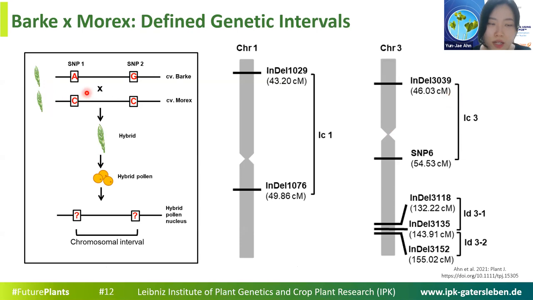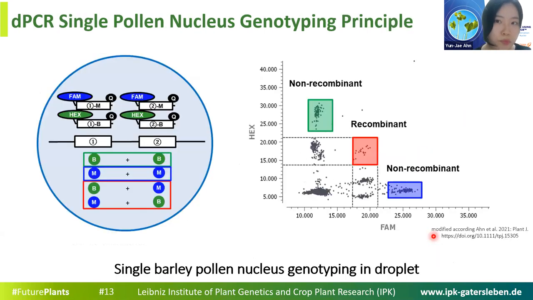So with that same strategy, after checking that our barley pollen nuclei can be well encapsulated and can get the result of the genotyping assay, we selected four chromosomal intervals that we wanted to check. We had two centromeric chromosomal intervals on chromosome 1 and 3, and distal intervals on chromosome 3. So we had 4 in total.